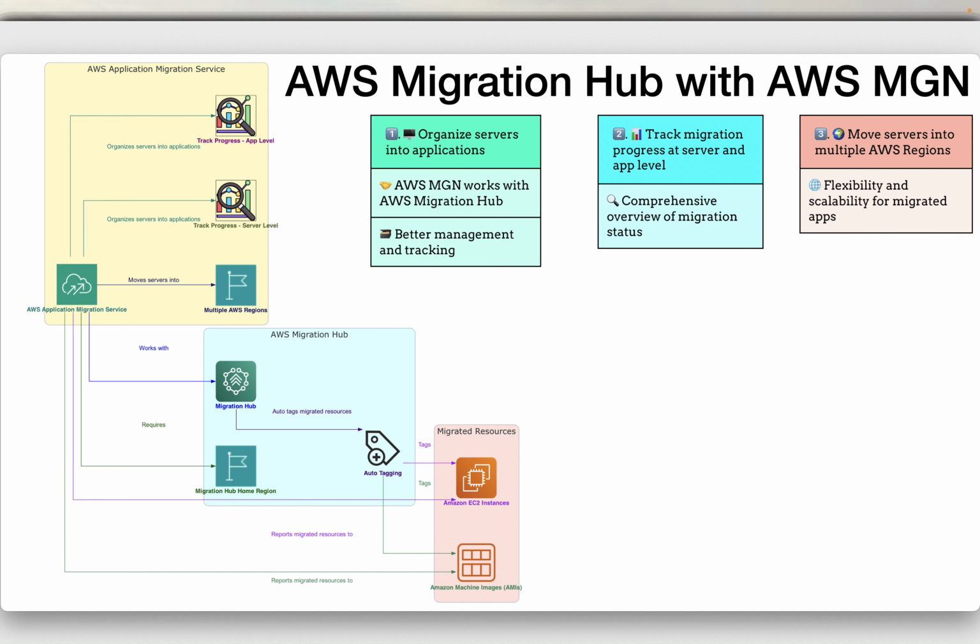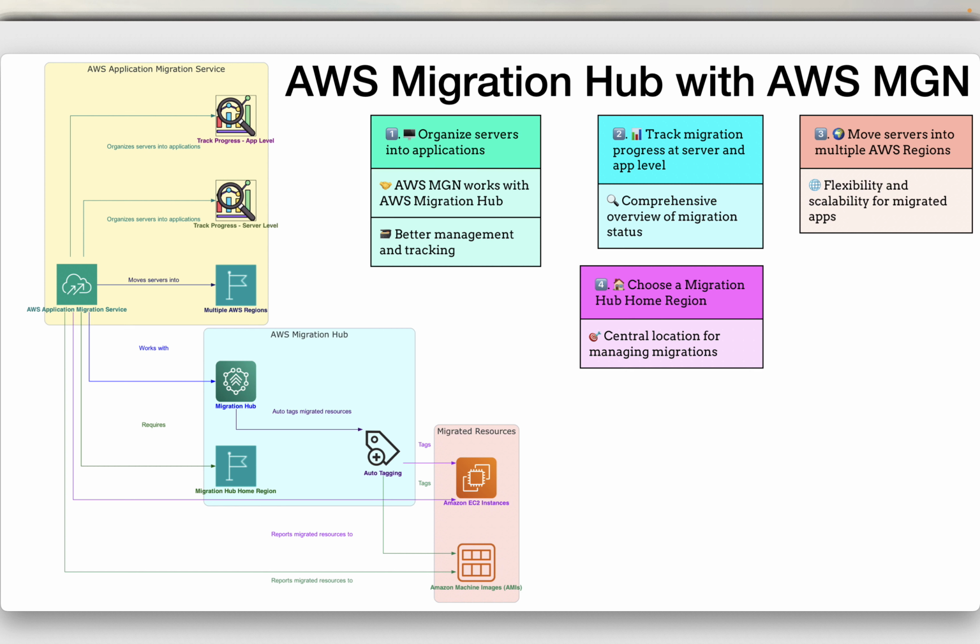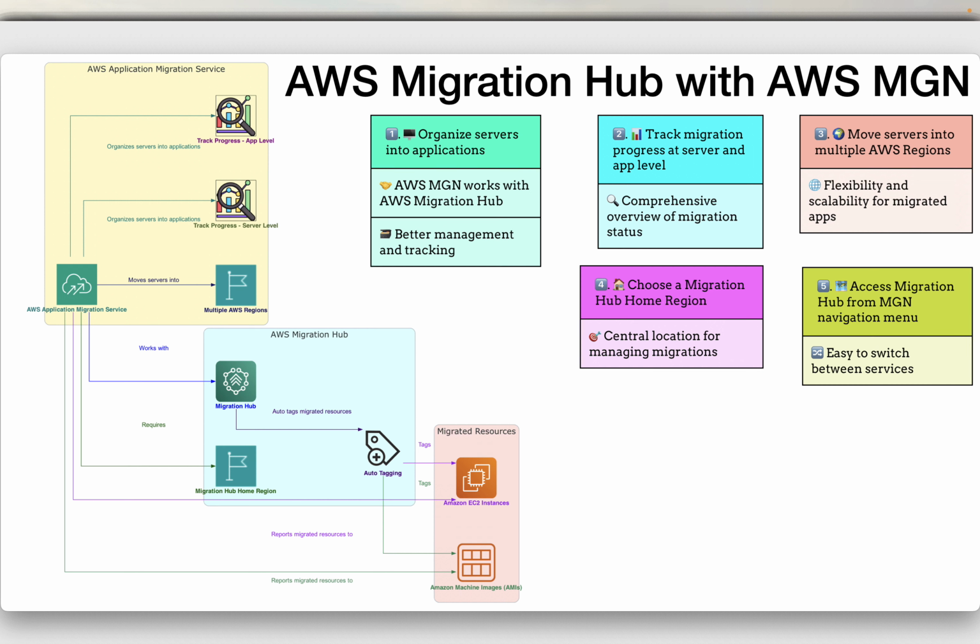AWS Application Migration Service enables you to move servers into multiple AWS regions, which provides flexibility and scalability for your migrated applications. To use Application Migration Service with Migration Hub, you must choose a Migration Hub home region, which serves as the central location for managing your migrations. For convenience, you can access the AWS Migration Hub directly from the AWS Application Migration Service navigation menu, making it easy to switch between the two services.